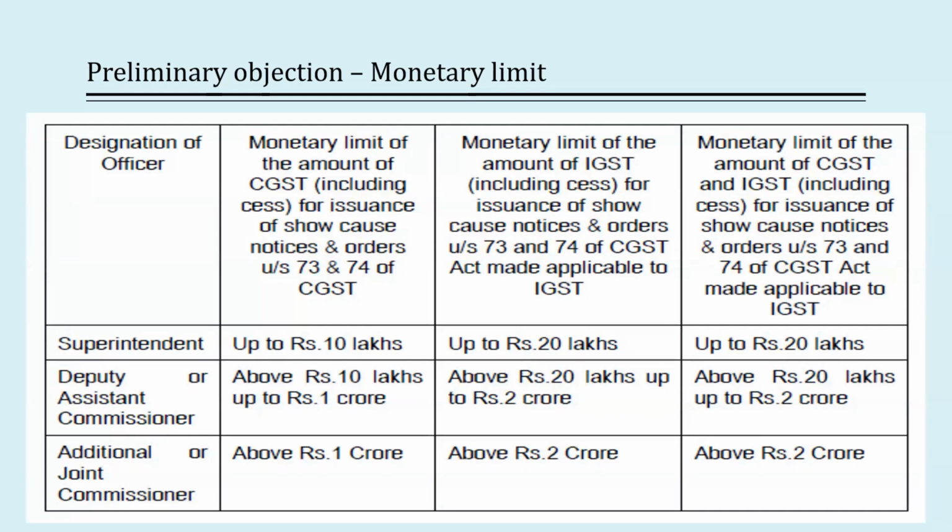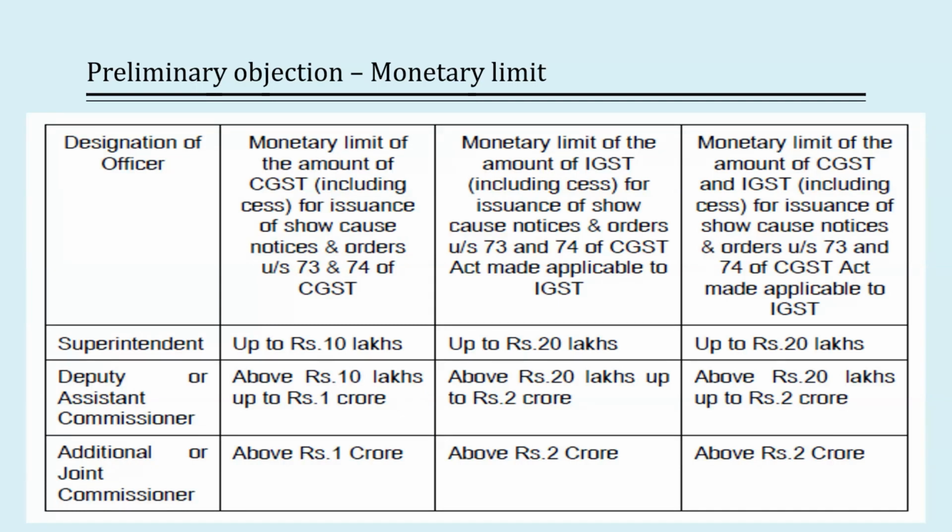See, now we have come to the first point, which needs to be seen whenever I receive a notice. So if we see this circular, the department has issued a circular wherein they have prescribed the monetary limit. That means if the tax demand is 10 lakh of CGST, 10 lakh of SGST, that is 20 lakh, then superintendent can issue a show cause notice. If the demand is more than 20 lakh, less than 2 crore, then AC or DC has to issue a show cause notice. If demand is more than 2 crores, then additional commissioner or joint commissioner needs to pass a show cause notice.